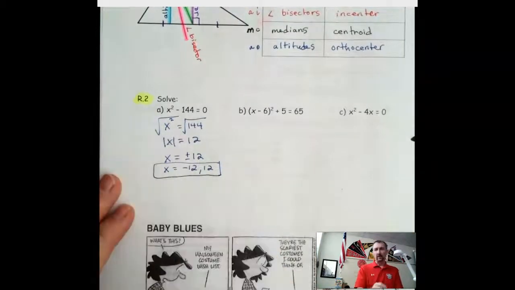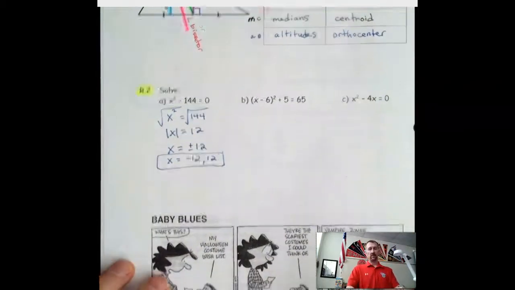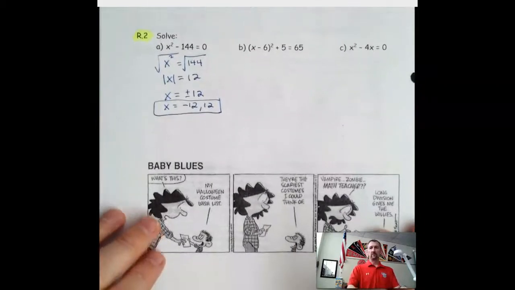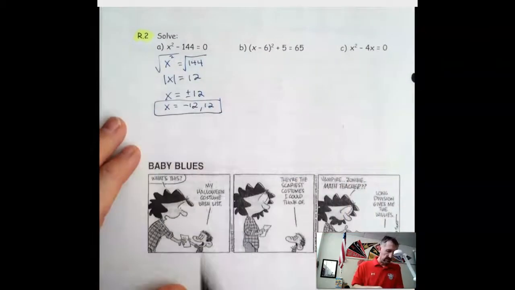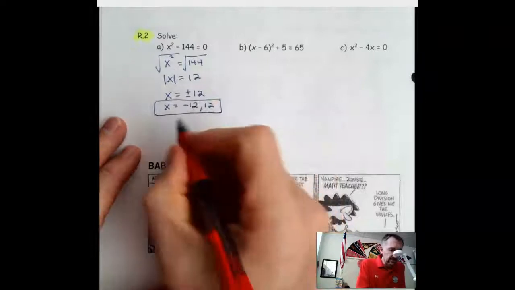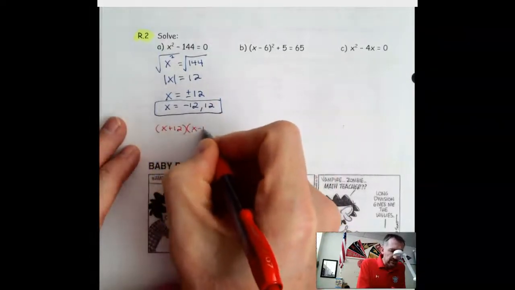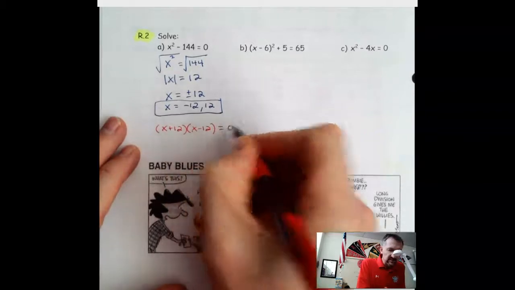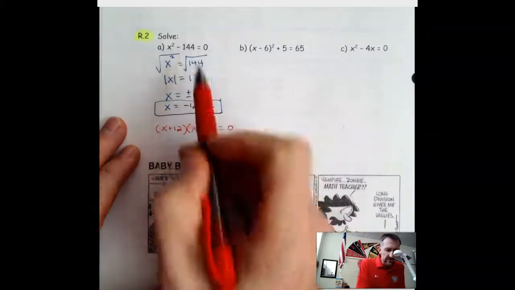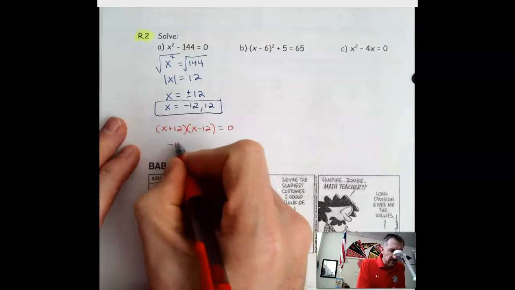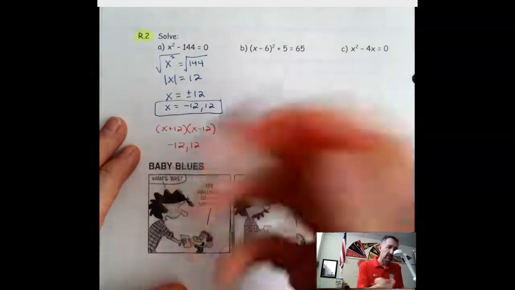Now, another way you could have solved that was with factoring. You could have factored that as the difference of two squares. So you could have said x plus 12, x minus 12, and since it's an equation, it has an equal sign, that means we want answers. So those are our answers.